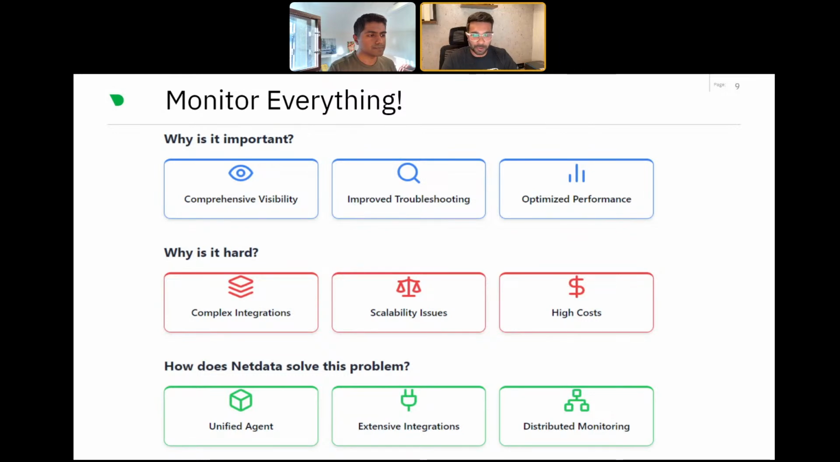So, optimized performance. For all of these aspects, you need to monitor every component of your infrastructure in real time. Why is it hard? Again, I think most of these integrations, when you have to monitor each and every component, the integrations are themselves complex. How do you actually gather data? How do you gather metrics from each of these integrations?